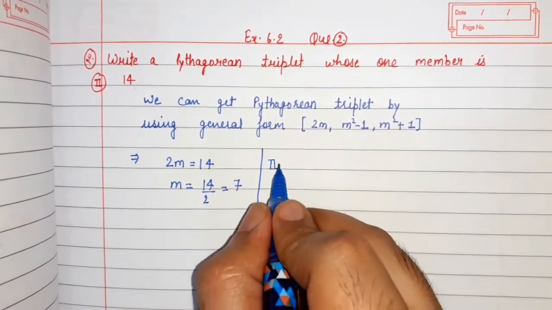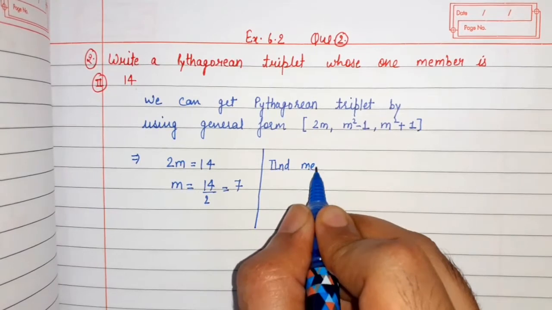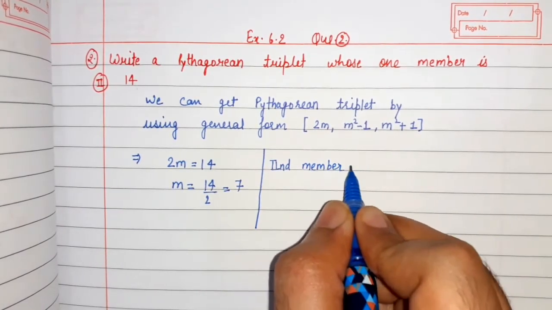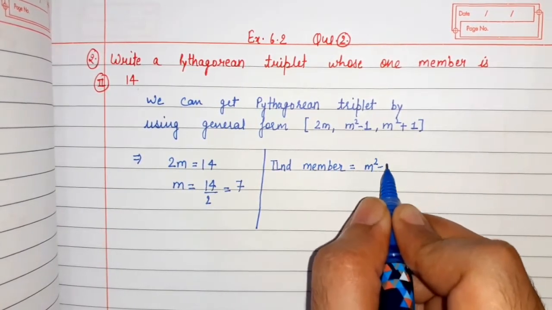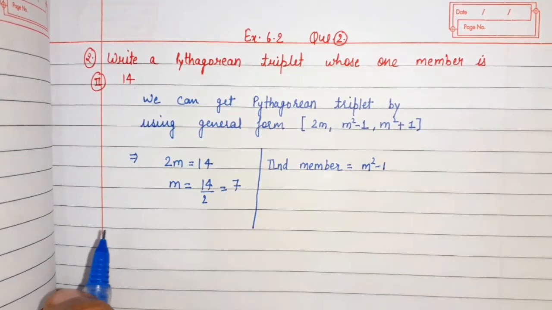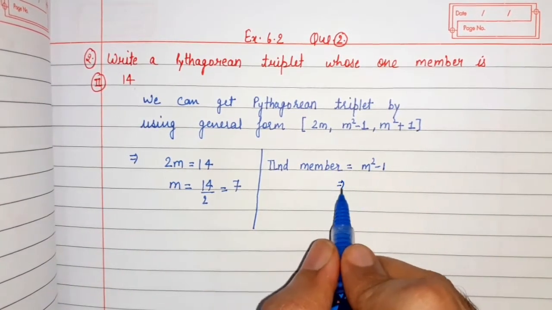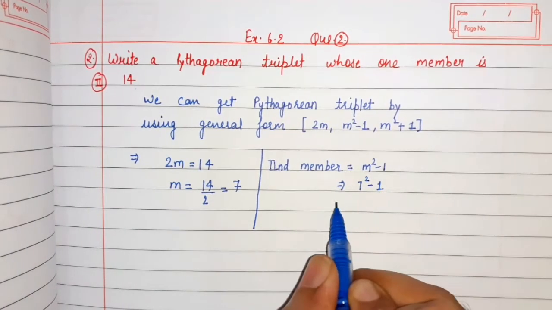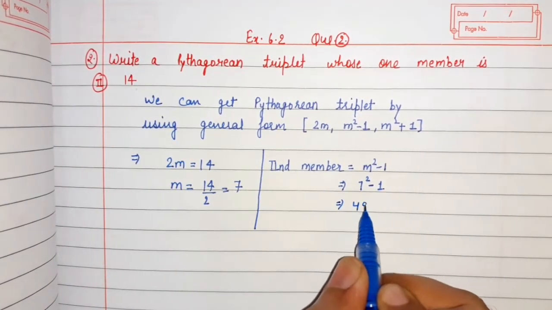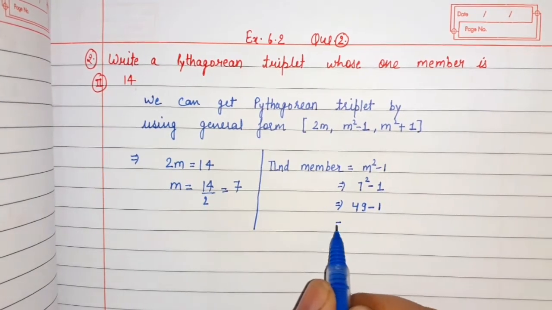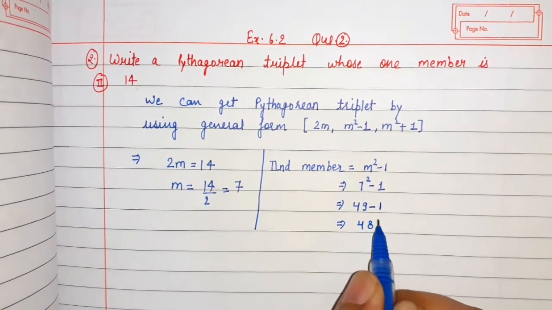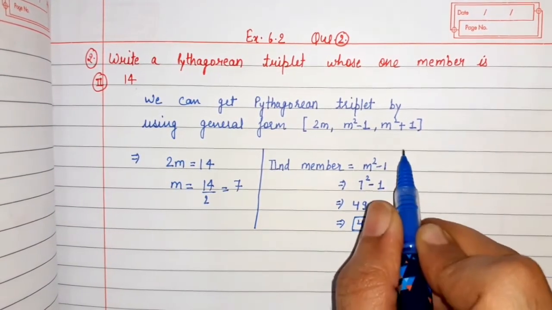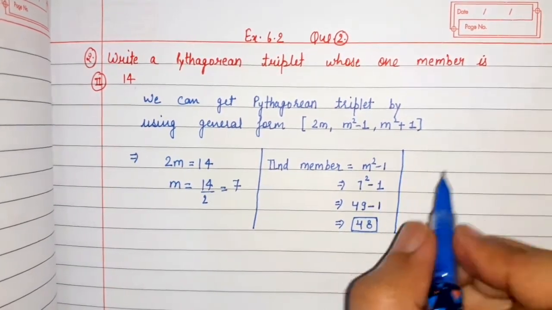Second member. So second member is equals to m square minus 1. What is the value of m? 7. 7 square minus 1. 7 square, 7 into 7, 49 minus 1. So the answer is 48. This is our second member or number, you can say.